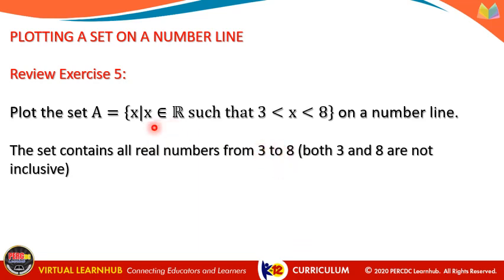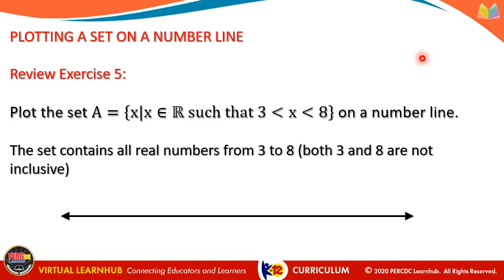Now, take note ha, walang or equal sa either of these two. Kaya, both 3 and 8 are not inclusive. Hindi kasama sa set yung saktong +3 at yung saktong +8. Again, pwede mong lagyan ng 0, pwedeng hindi. Bahala ka. Now, let us put the endpoints. The endpoints are +3 and +8.